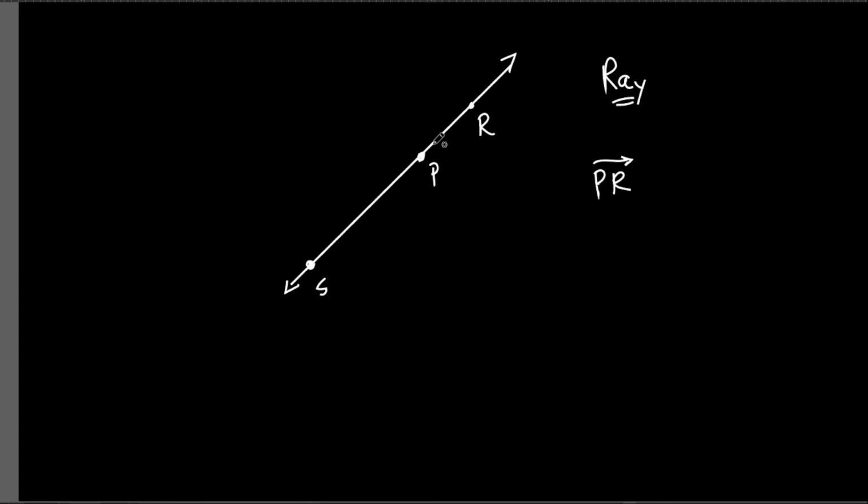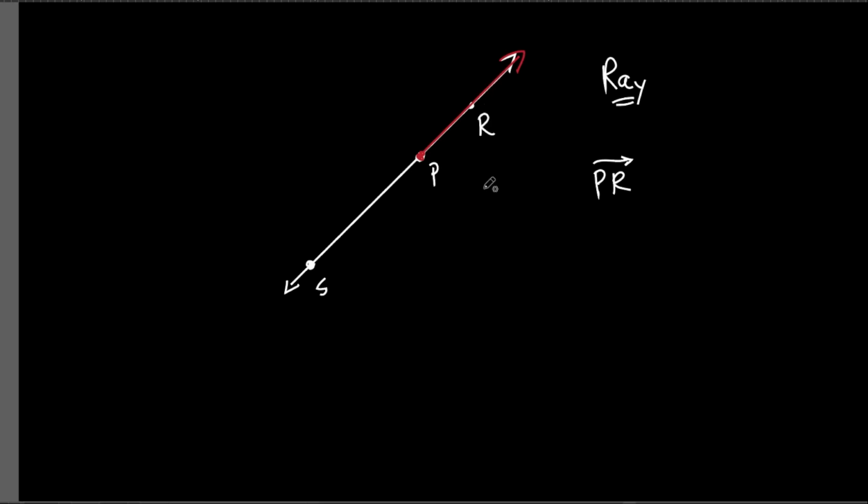Is that your question, Ben? Could you elaborate on what you mean? Yeah. So if I said ray PR, what does that mean? It means I start here. Here, let's do a different color. So that means I would start here, and then go in this direction. Okay, that would be ray PR. Do you see that in red?